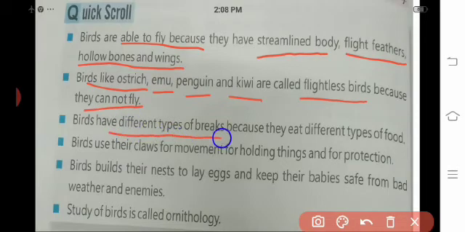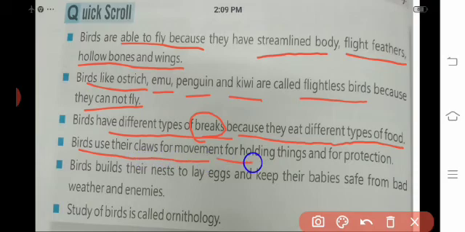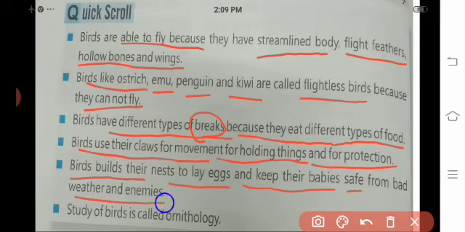Birds have different types of beaks. There is a beaks, not breaks. It's a spelling mistake. They have different beaks because they eat different types of food. Birds use their claws for movement, for holding things and for protection. Birds build their nest to lay eggs and keep their babies safe from bad weather and enemies. Study of birds is called ornithology.